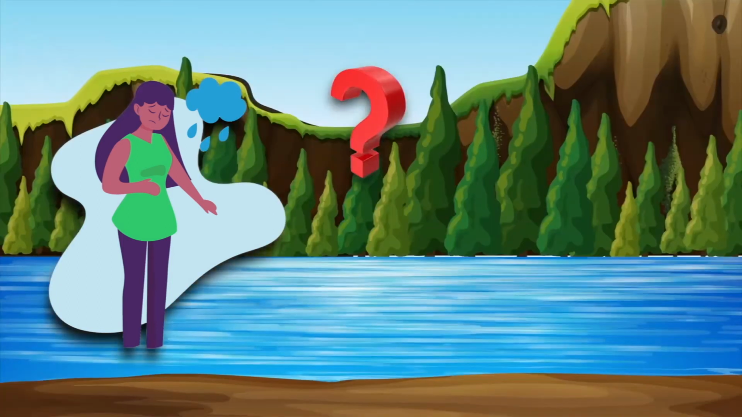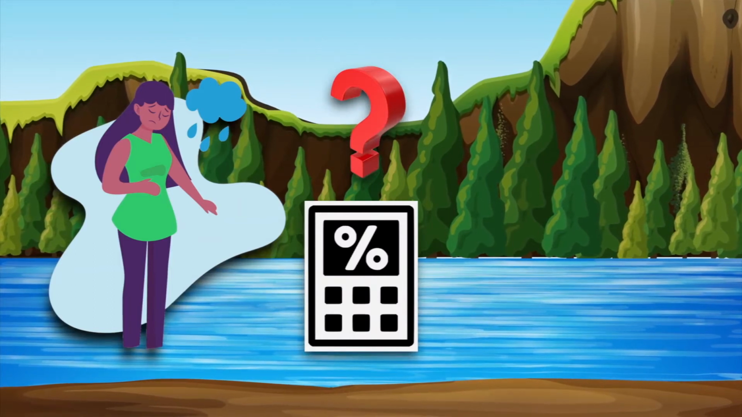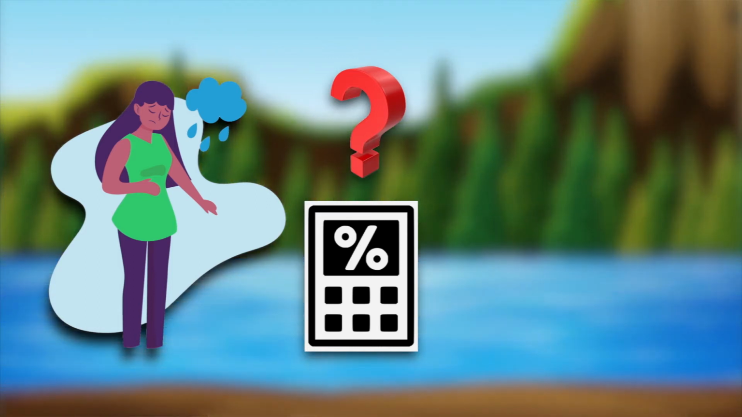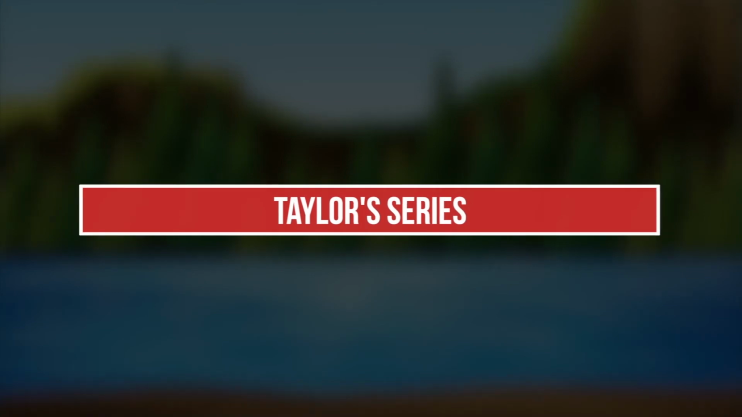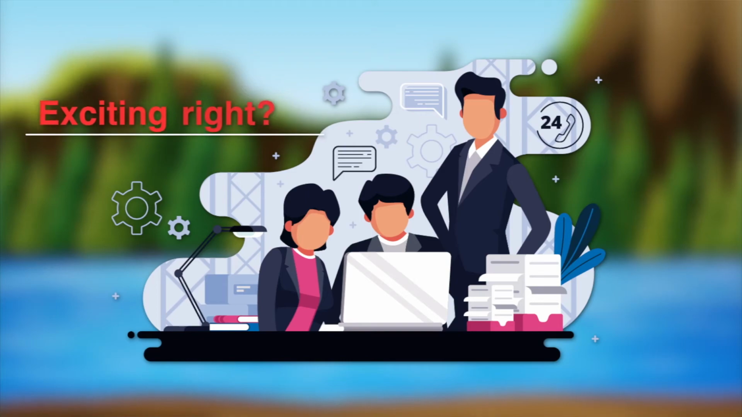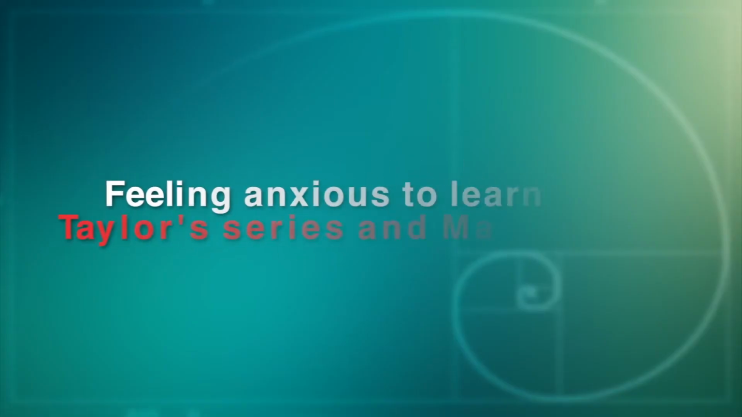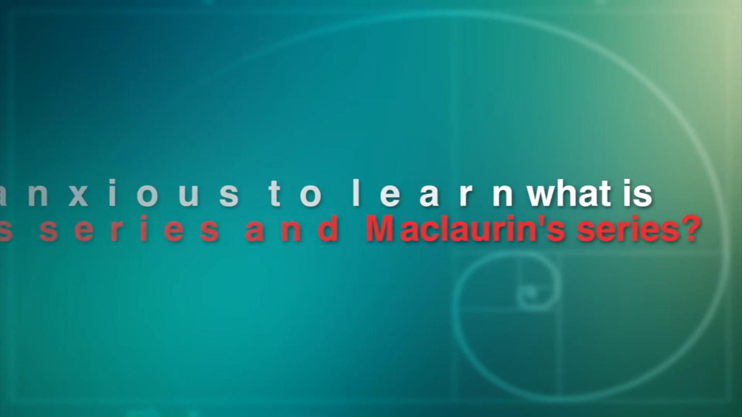Now you have to do the computation and calculate the approximate area which will get affected and then mobilize the resources accordingly. Here comes the application of Taylor series, using which you might do a great job of approximation and may also get awarded for the great and timely job you did. Exciting, right? Feeling anxious to learn what is Taylor series and Maclaurin series? Here we go.